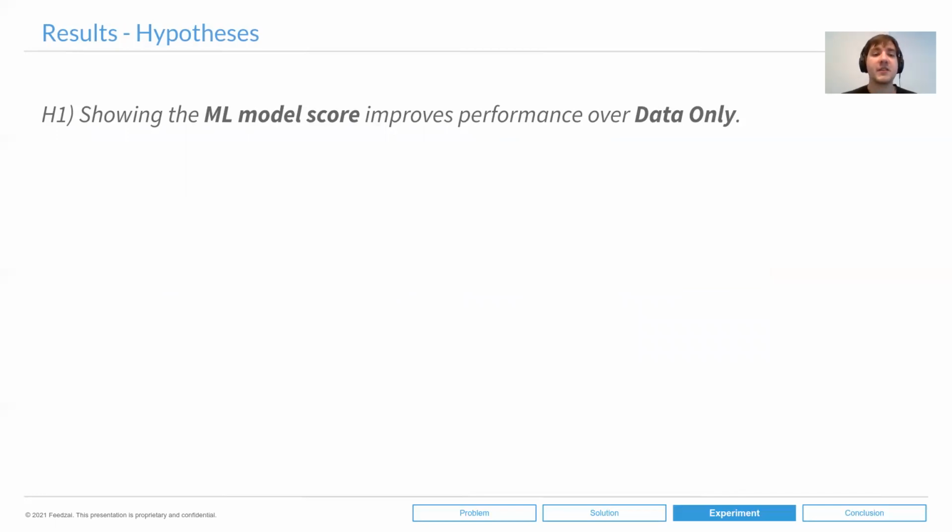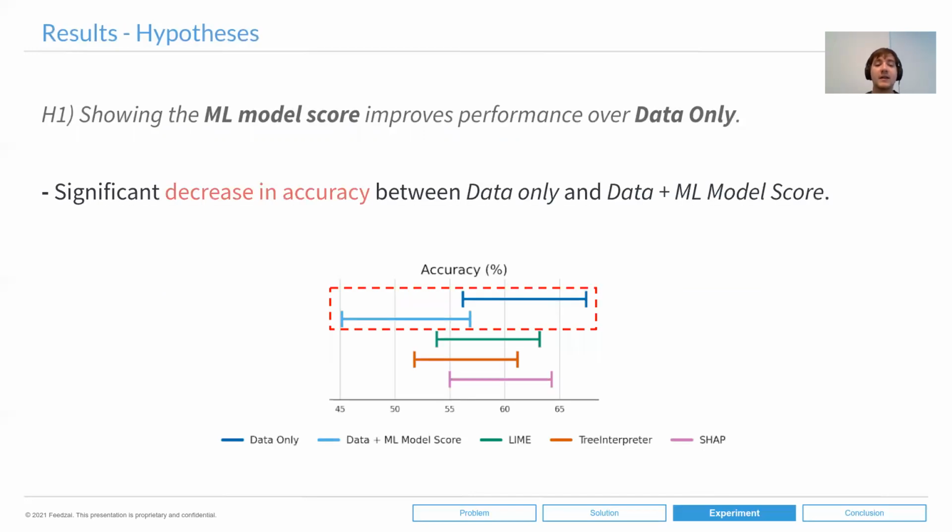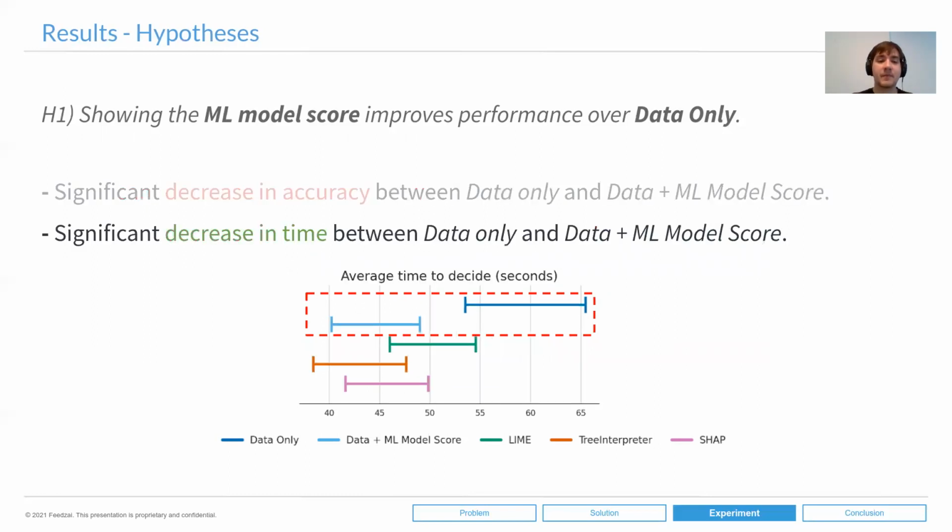So the first hypothesis for our experiment was that showing the model score would improve the performance of the analysts when compared to only having the data. And what we saw was actually a decrease in accuracy, and this was significant. On the other metrics, we did not observe a significant difference. We also observed a decrease in time between data only and data plus model score. So the analysts were faster reviewing transactions with the model score, but they would have more errors.